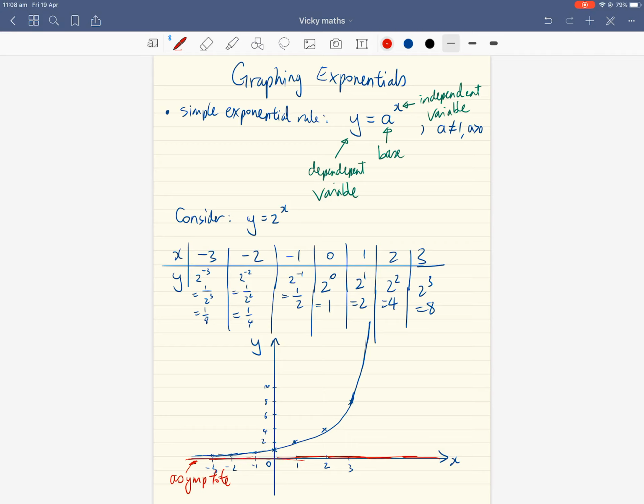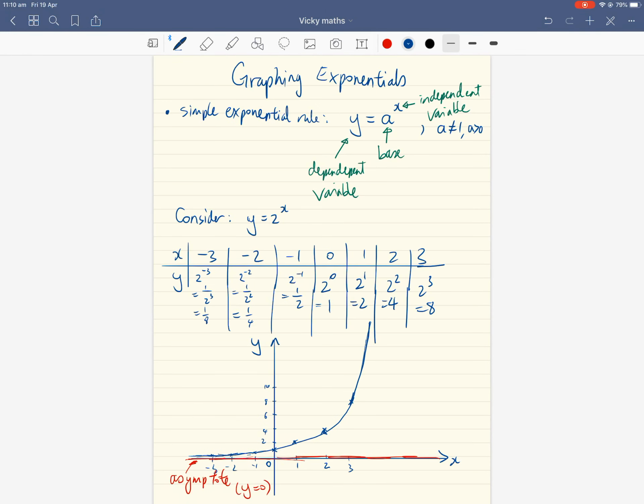So in this case, for y equals 2 to the x, the asymptote is at y equals 0, aka the x-axis. When you sketch an exponential graph, draw it so that it's a steep increase on one side, but on the other end, it looks like it will be really close to touching the asymptote, but it can never touch the asymptote.